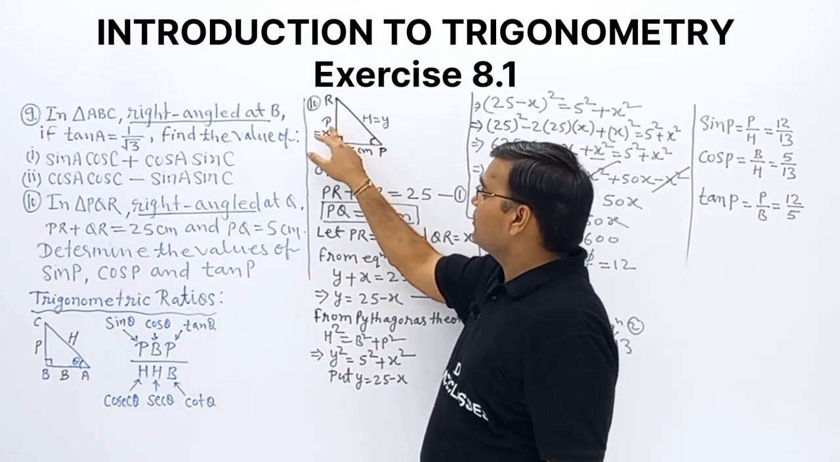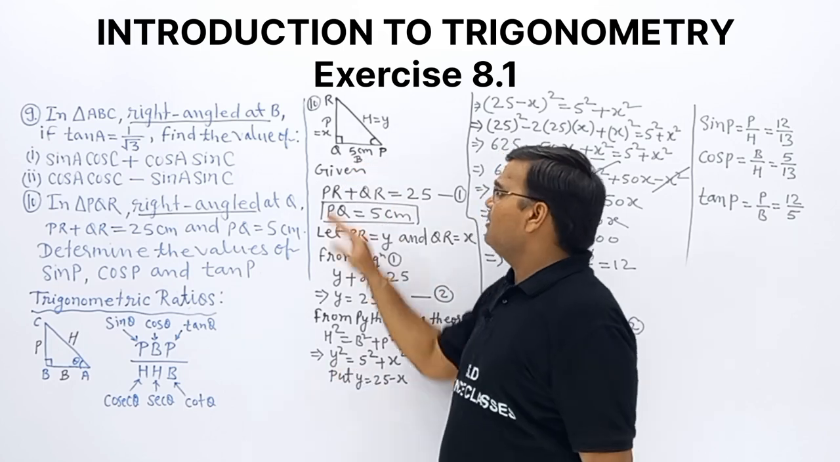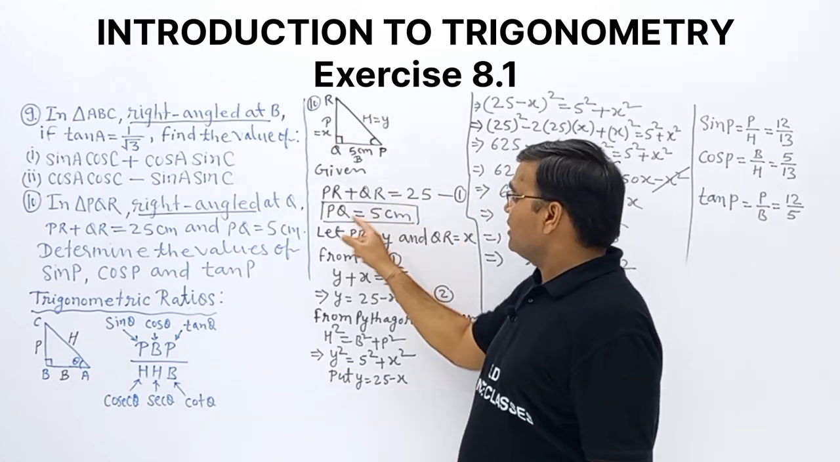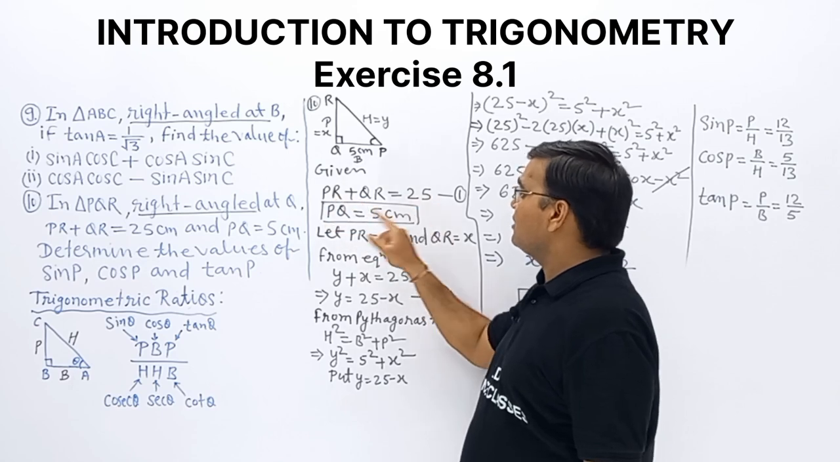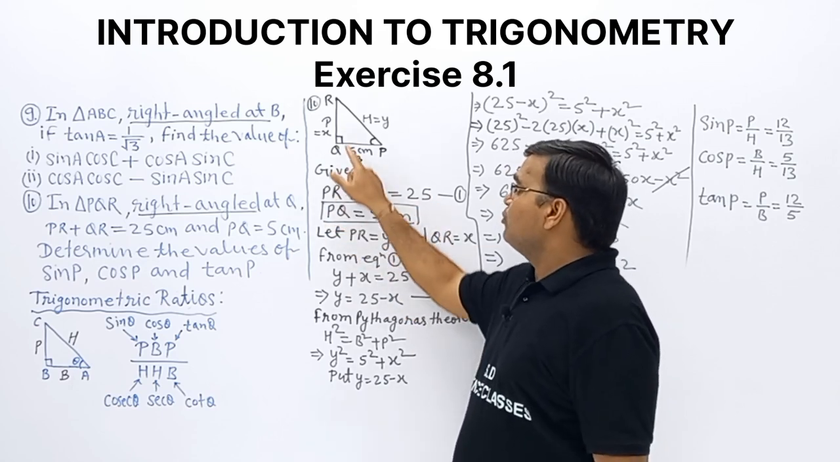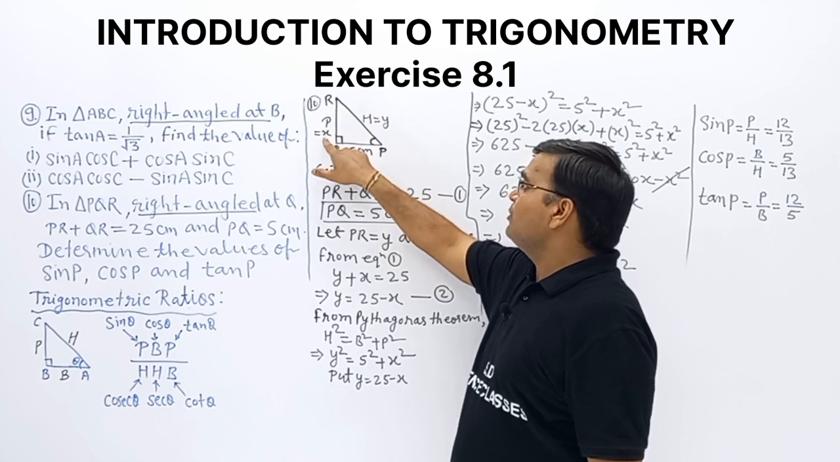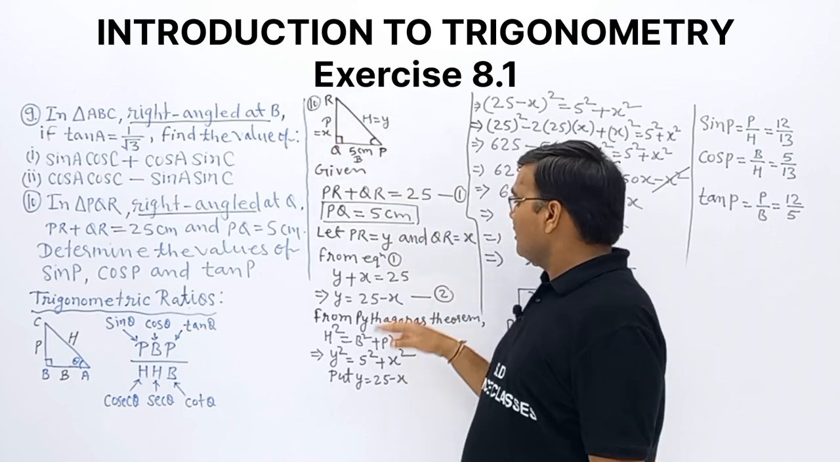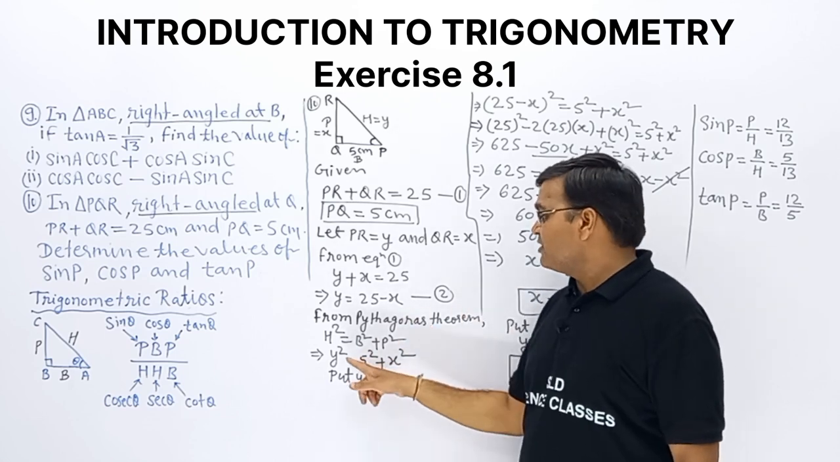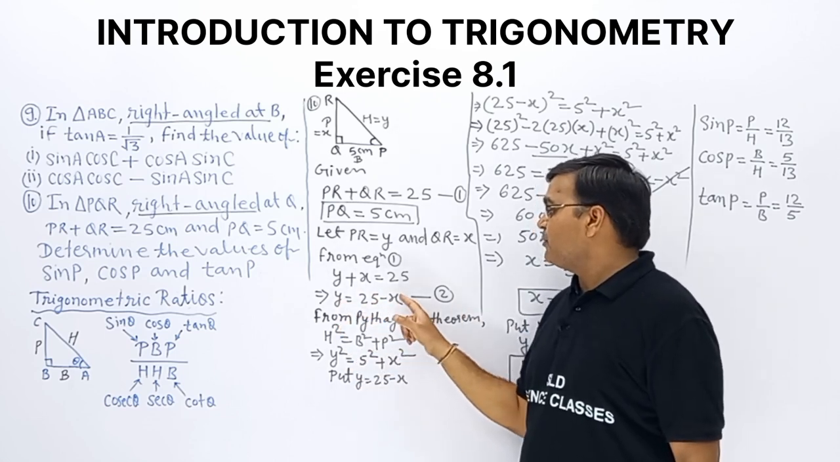So its opposite will be the perpendicular, its adjacent will be the base, and opposite of 90 degree will be the hypotenuse. We have 2 relations: this relation and one data, one side PQ. So we will assume both sides. I am assuming x and this one y. Then we put and solve for one variable. We solve this for y equal to 25 minus x.